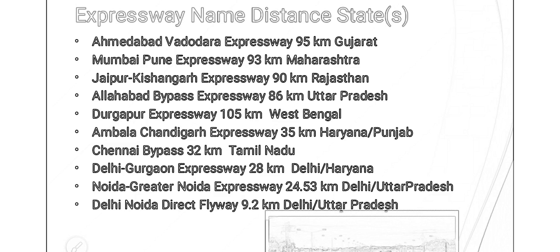Allahabad Bypass Expressway, 85 km, Uttar Pradesh. Durgapur Expressway, 105 km, West Bengal. Ambala Chandigarh Expressway, 35 km in Haryana or Punjab state. Chennai Bypass, 32 km in Tamil Nadu. Delhi Gurgaon Expressway, 28 km, Delhi Haryana state. Noida Greater Noida Expressway, just 24.53 km, Delhi or Uttar Pradesh state. Delhi Noida Direct Flyway, 9.2 km, Delhi Uttar Pradesh state.